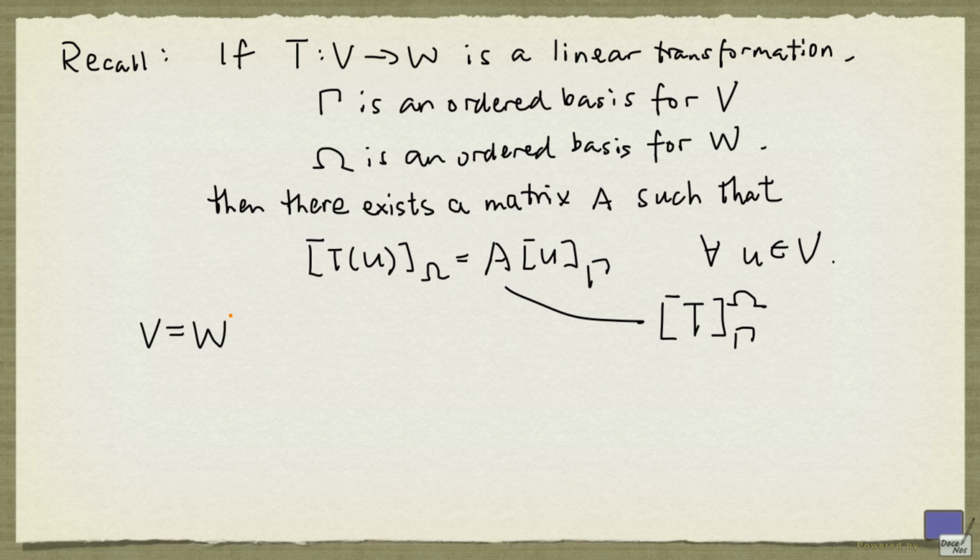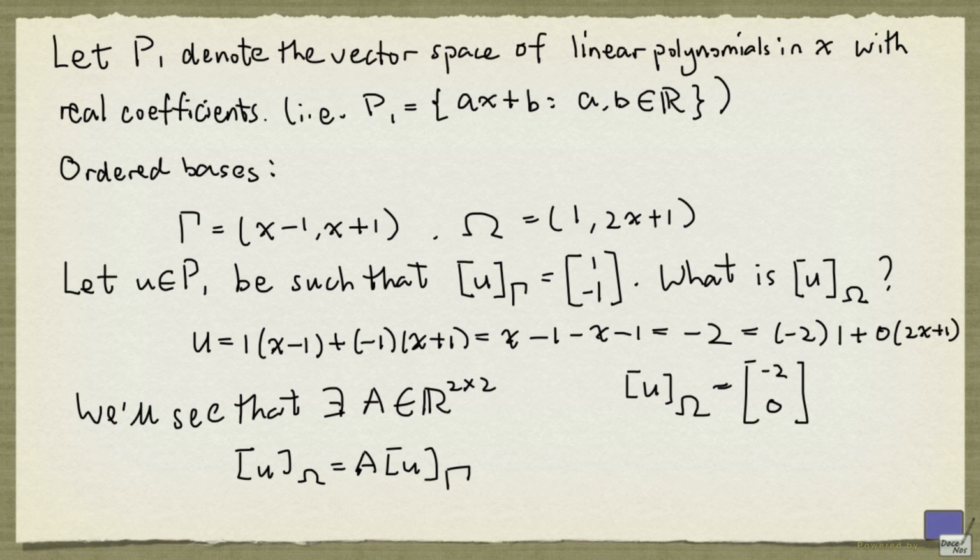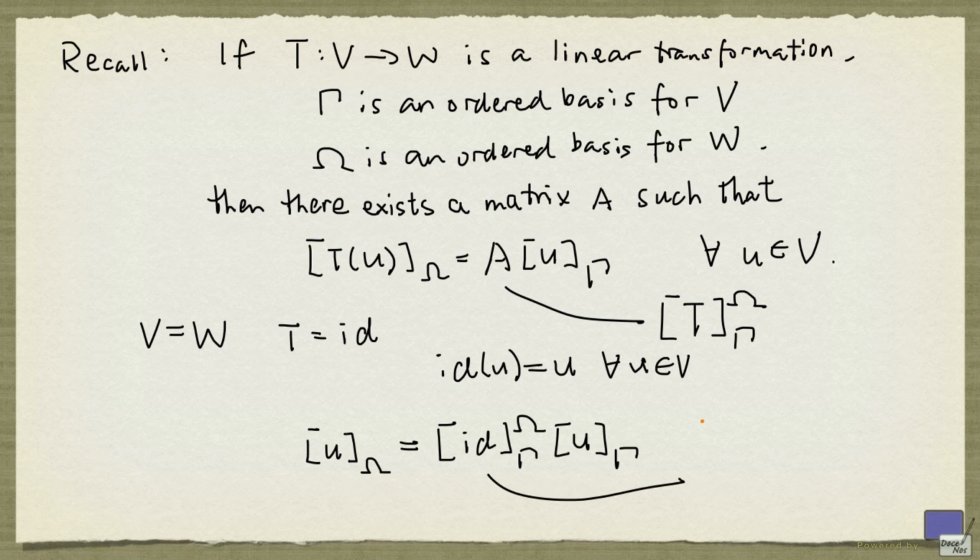So suppose that V and W are the same vector space, and T is the identity linear transformation, that is, the transformation that takes any vector u to u itself. And then what do we have? T(u) becomes just u, so the tuple representation of u with respect to omega is given by this. And this is precisely what we wanted here. So this matrix here has a name. It's called the change of basis matrix from gamma to omega.